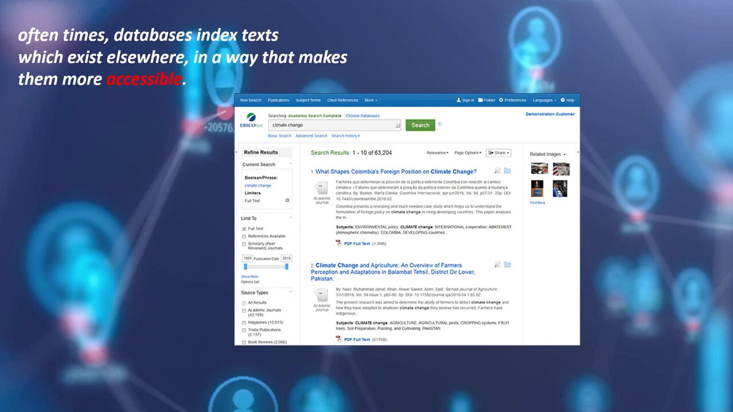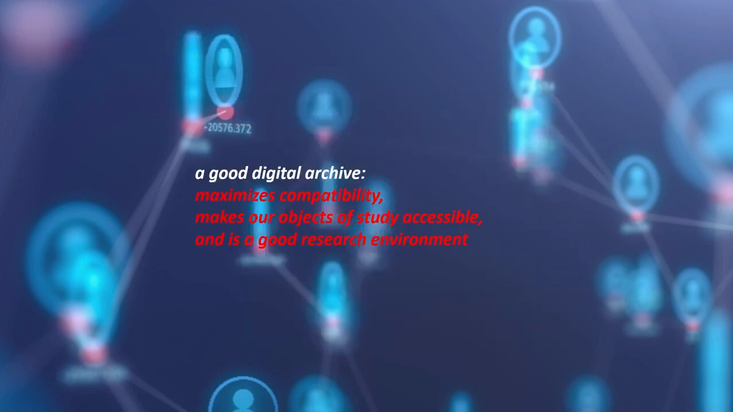Oftentimes a digital database doesn't contain the text at all, but rather an index of objects that can be found elsewhere in other databases, compiled in a neat and tidy and easy to navigate way, like your library website, for example. When we are making our small archive as robust as possible, it's important to keep each of these pros in mind. We want to create an archive that maximizes compatibility, makes our objects of study accessible, and is a good research environment.